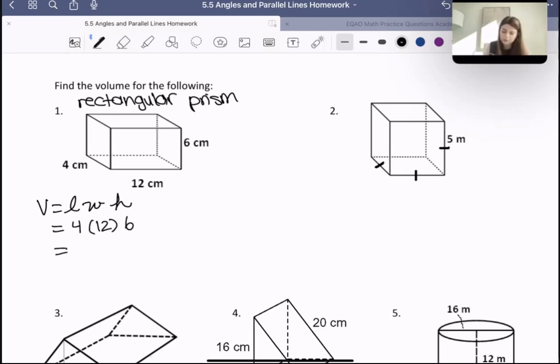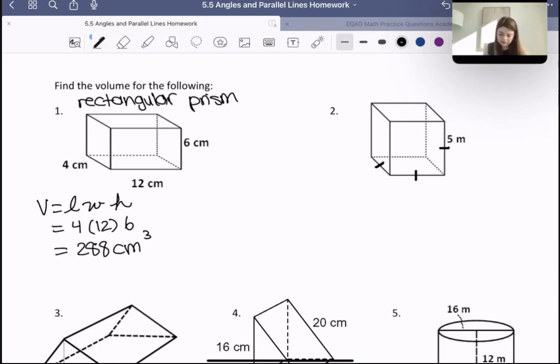Not that the order matters because it is multiplication, so it's not actually going to make a difference what we put where, but we need to make sure we have the length and the width and the height, and we're multiplying all three together to get 288 centimeters cubed, or cubic centimeters.